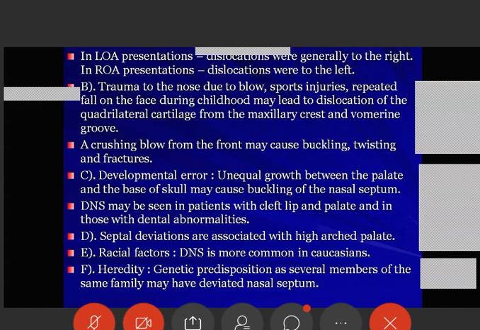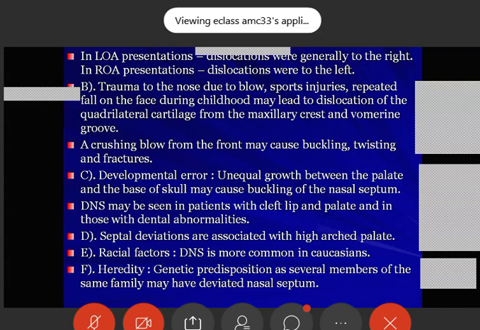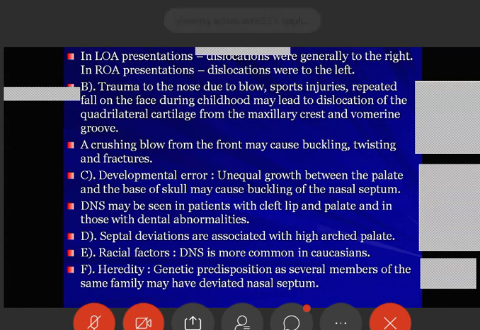So this quadrilateral cartilage can get dislocated from the maxillary crest inferiorly or posteriorly from the vomerine groove, leading to a deviation of the septum. And another is a crushing or blow from the front, which may cause buckling or twisting and fractures. And that is trauma. So first is the birth molding theory, next is trauma to the nose, and next is the developmental error.